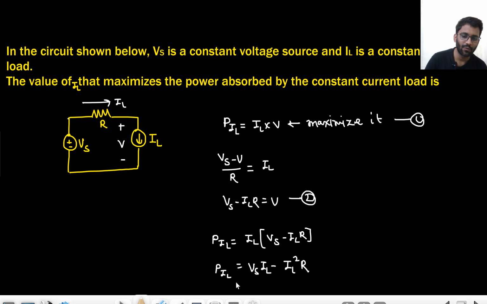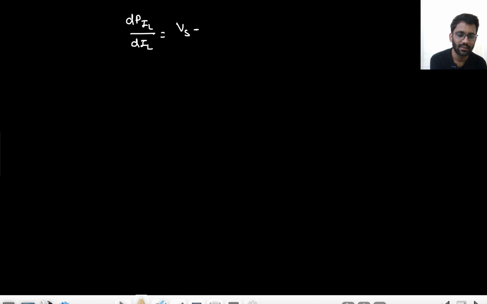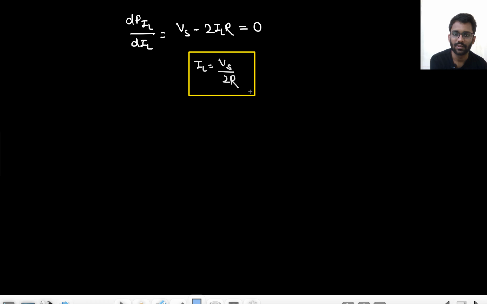Now you have to find the value of current IL so that maximum power is transferred. So with respect to what will you differentiate? You will differentiate with respect to IL only. Vs is a constant quantity, so Vs will remain there as it is. Differentiation of this will give me 2 IL into R, and it will go to 0. So the IL value will be Vs by 2R. That's it. And this is my IL value.